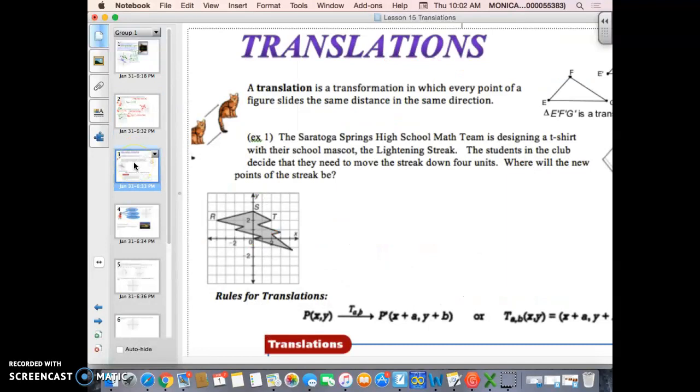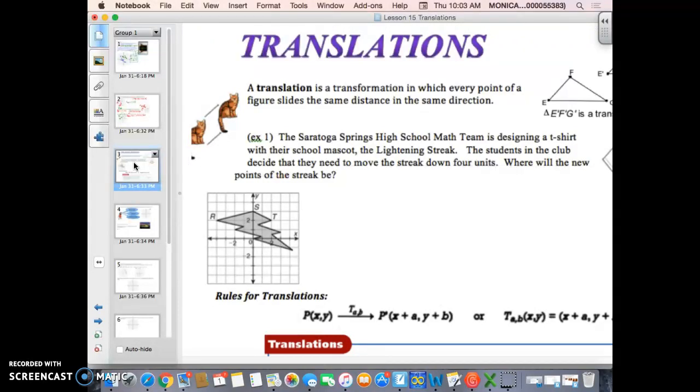Because today we're going to learn a new rule. And this one's called a translation. And so a translation is a transformation in which every point in the figure slides. So if you think back to our picture of the cats, you'll notice that the cats here are sliding up.